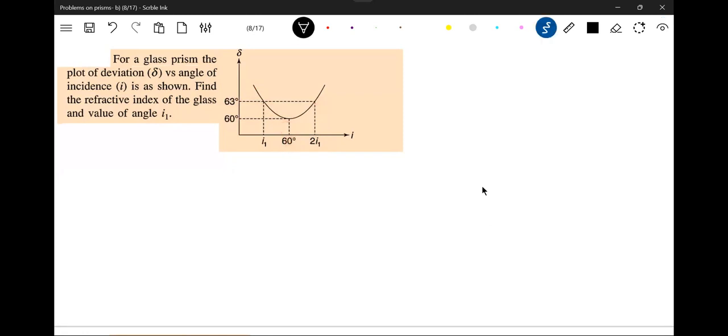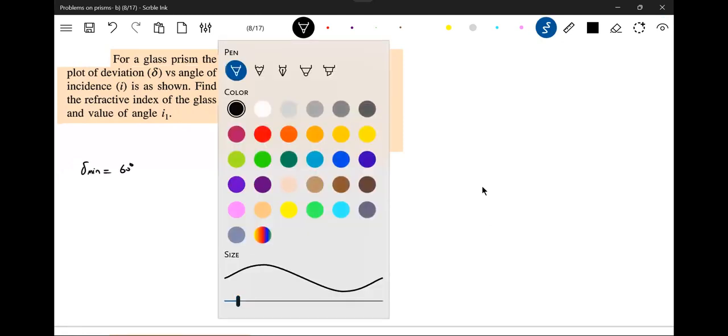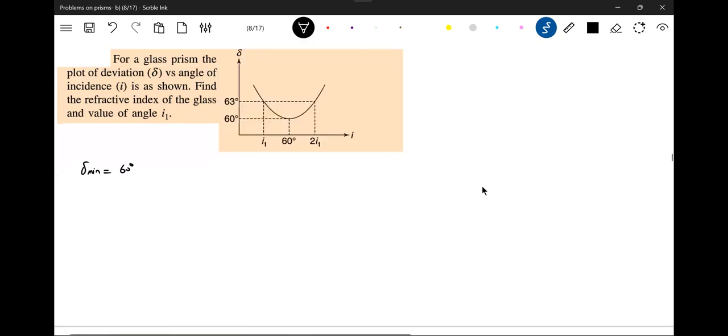So we'll do one thing. We know minimum deviation is 60 degrees, maximum deviation 63 degrees. And we have one more piece of information: the maximum deviation is equal to, or say, deviation in general formula. What is the deviation formula?